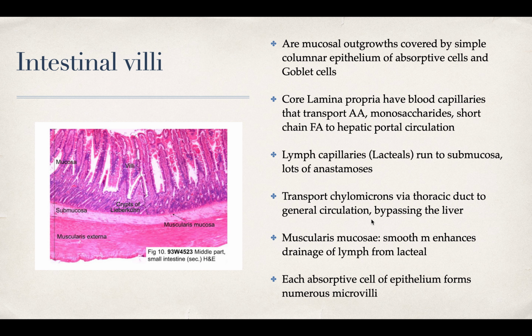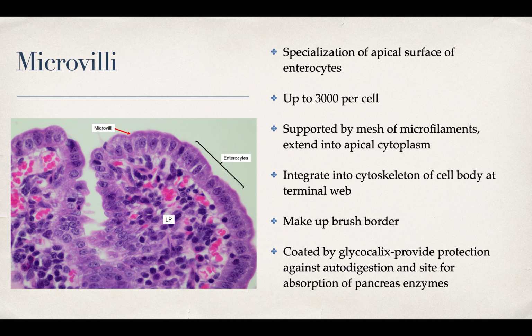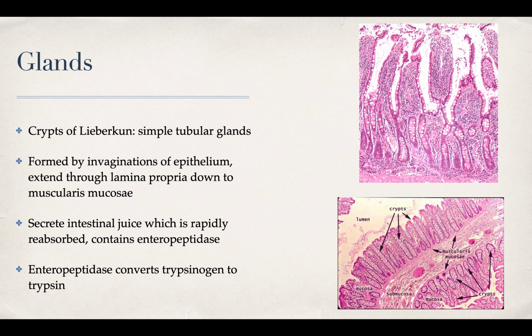So the muscularis mucosae is going to enhance the drainage due to peristaltic movement, and then each absorptive cell of the epithelium will form lots and lots of microvilli. These are going to be specialization of the apical surface of the enterocytes, held together by microfilaments, and they integrate into the cytoskeleton of the cell body, and they make up the brush border. Each of the villi are going to be coated by a glycocalyx, and that provides both protection against autodigestion due to the acidic environment and a site for the absorption of pancreatic enzymes. So the enzymes will dock and then be able to reabsorb and reduce, reuse, recycle.